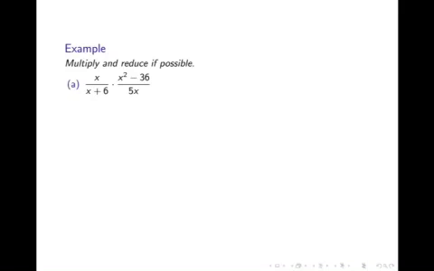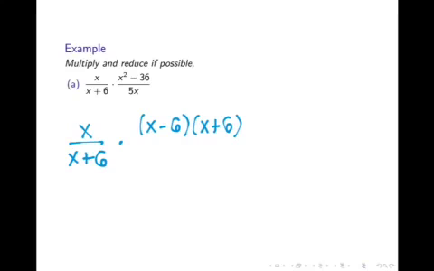So here's an example. Step 1 is to factor each numerator and denominator. And so in the first fraction we have here, x over x plus 6, nothing there factors, so we'll just leave that the way it is. And then in our second fraction, we know x squared minus 36 factors into x minus 6, x plus 6 over 5x.